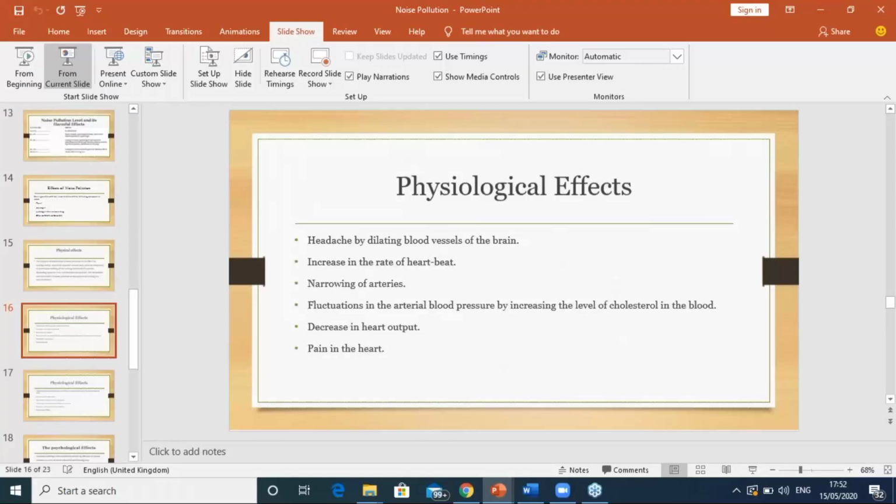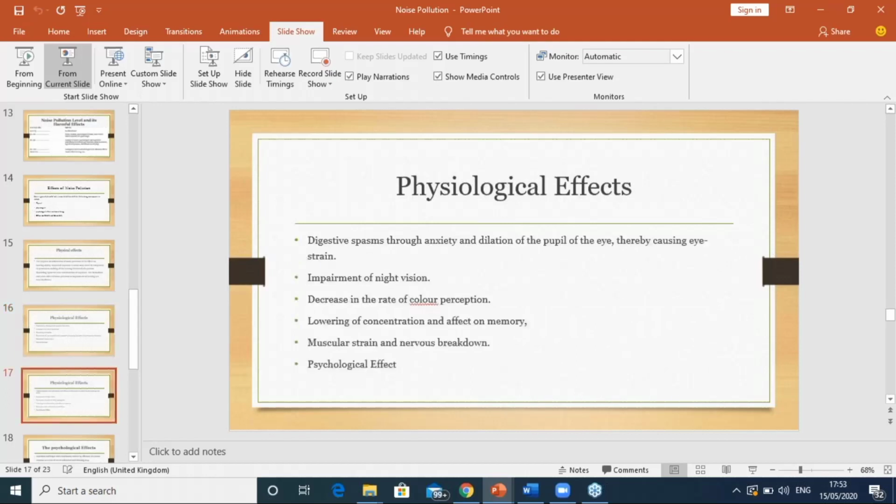Okay. Increase in the rate of your heartbeat. That's true. These are physiological effects of noise. Narrowing of your arteries, fluctuations in the arterial blood pressure by increasing the level of cholesterol in the blood. Imagine if you have some other ailment, you're diabetic, that can seriously cause a whole lot of issues. Now, decrease in heart output, and of course, pain in the heart. These are physiological effects that you feel from exposure to sound.